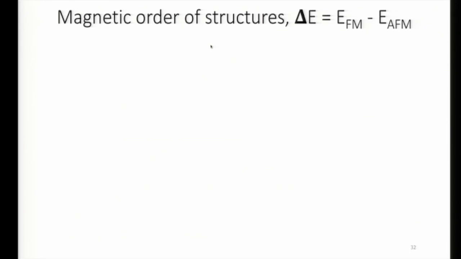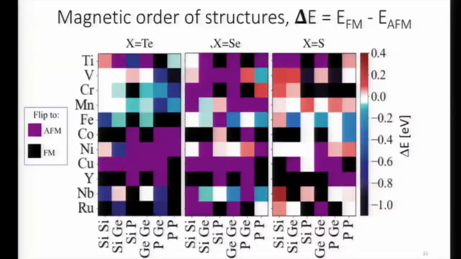Great, so once we have all these structures, and we can calculate some things by picking a subset of 200 structures, we can now display the results. What I'll display here is the difference in energy between the ferromagnetic configuration and the anti-ferromagnetic configuration. And that's shown here, where these panels are X equals tellurium, selenium, and sulfur. The vertical axis is the transition metal substitution. The horizontal axis is the B-site substitution. The color represents the difference in the energy.